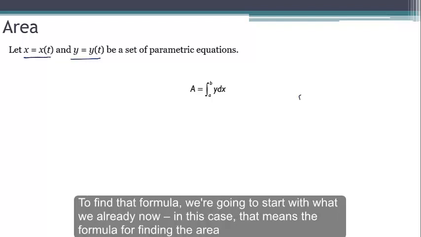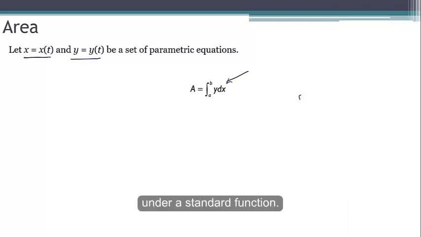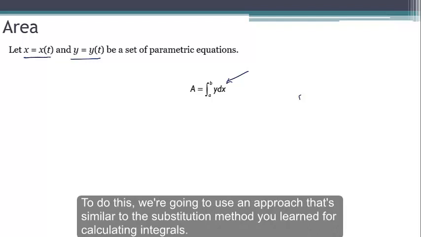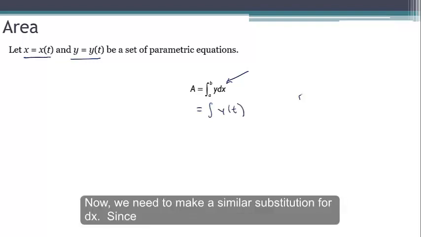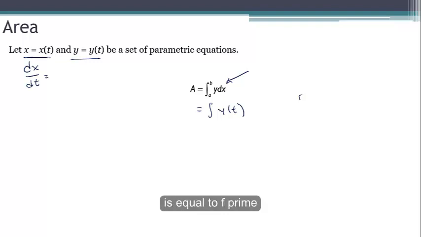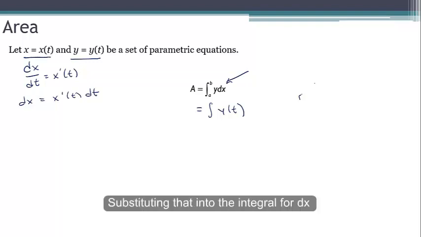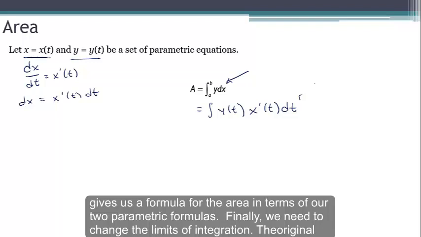Now, to find that formula, we're going to start with what we already know. In this case, that means the formula for finding the area under a standard function. So we're going to use an approach that's similar to the substitution method you learned for calculating integrals. First, I'll substitute y of t for y. And now we need to make a similar substitution for dx. Well, since dx/dt is equal to x prime of t, this means that dx is equal to x prime of t dt. So substituting that into the integral for dx gives us a formula for the area in terms of our two parametric formulas.